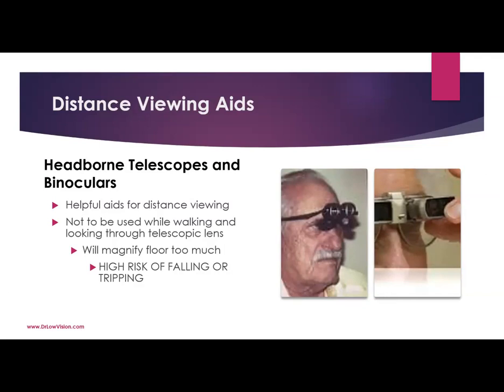When it comes to distance viewing, we have our head-borne telescopes and binoculars. This is what I do a lot with my patients to be able to see faces and to watch TV, especially if they don't have a large screen TV. Then these make a big difference. But with this being said, it puts them at a high risk of falling or tripping if they're not using it properly, because it magnifies everything they're looking at. So that floor may look much closer again. If they are using this, they have to either take it off when they're walking, or, like the one on the right you'll see in a moment, they can flip it up.